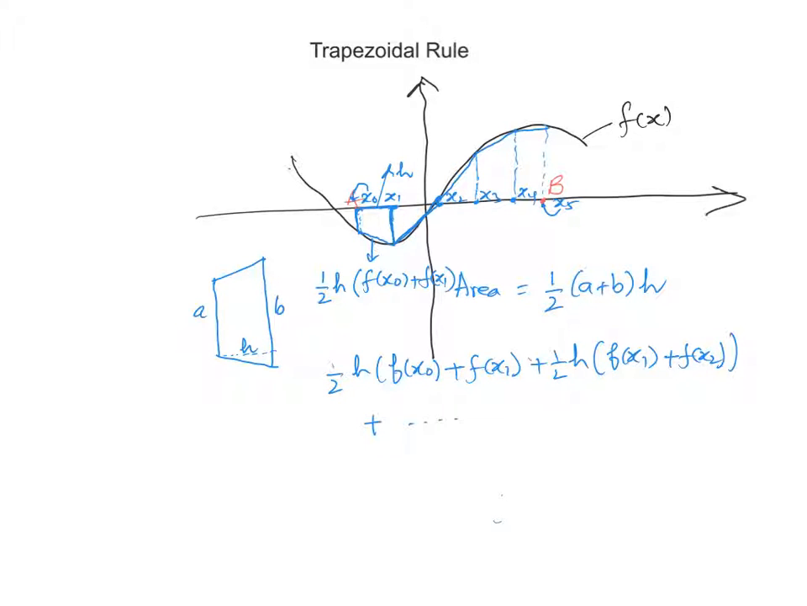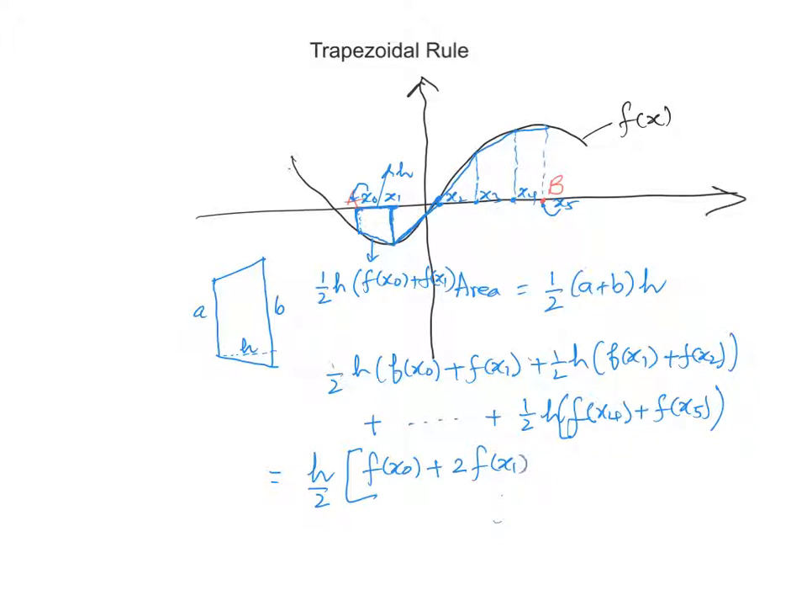And so, for example, the total area computed using these trapeziums will be 1/2 h (f(x0) plus f(x1)) plus 1/2 h (f(x1) plus f(x2)), and so on and so forth. And the last one will be 1/2 h (f(x4) plus f(x5)), and this will be h over 2 times f of x0 plus 2 times f of x1 plus 2 times f of x2, and so on, 2 times f of x4 plus f of x5.